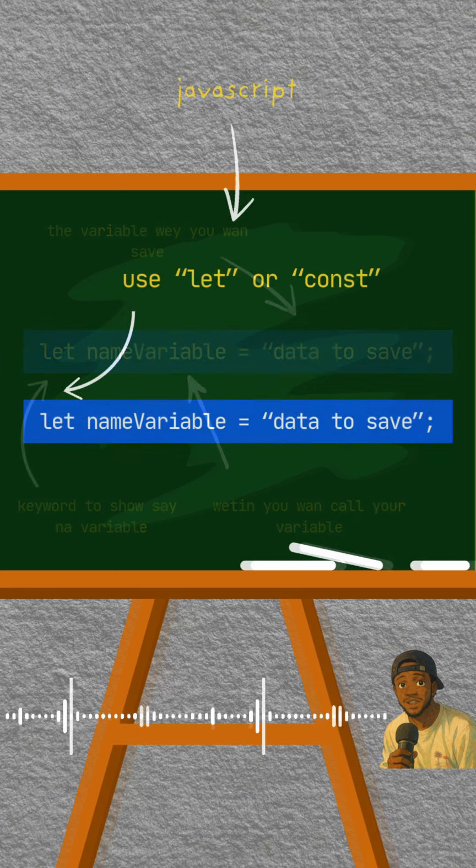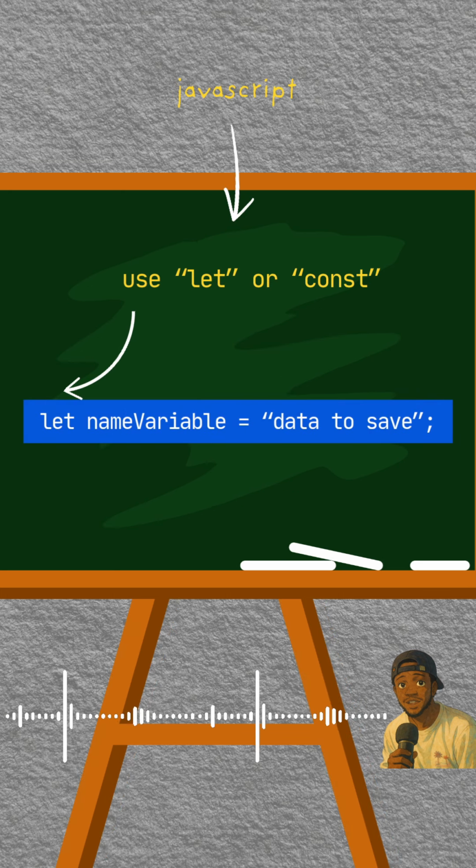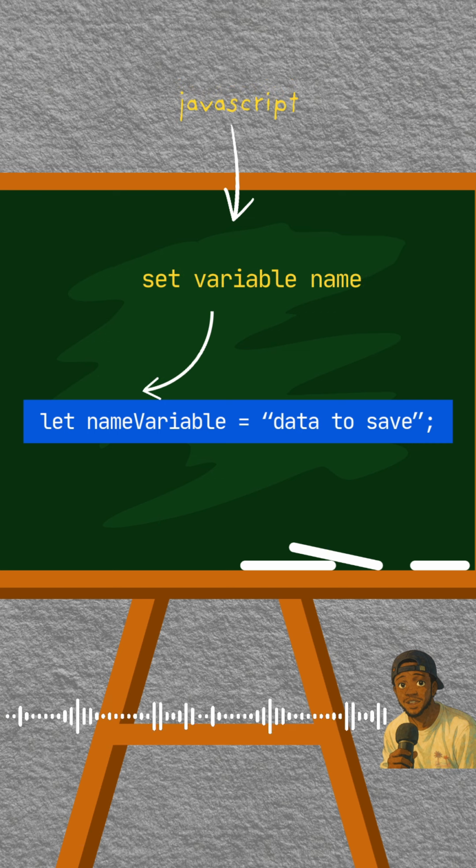We go start with JavaScript. For JavaScript, if you want write variables, you go use either let or const to initiate your variable. And you go dey write the name where you want to store your variable and you will set am equal to the variable where you want save.